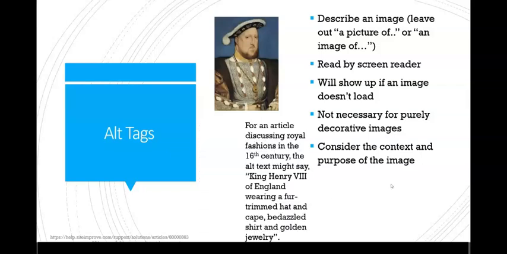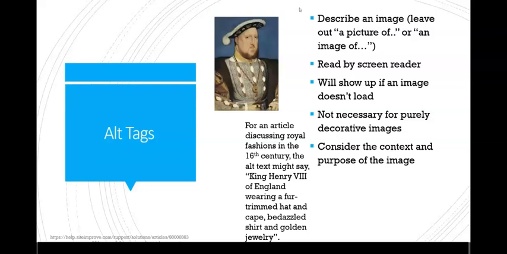But let's say that it was for an article discussing royal fashions in the 16th century. In that case, you might want to let the reader know by describing what he's wearing. So you might say something like, King Henry VIII of England wearing a fur-trimmed hat and cape, bedazzled shirt, and golden jewelry. So it can change depending on what the context is for that picture that you're using and what the purpose of including that image is. So if it's just decorative, you don't need to describe it, but think about, why did I include this image? What did I want my students to gain from that? And then put that into your alt tags.